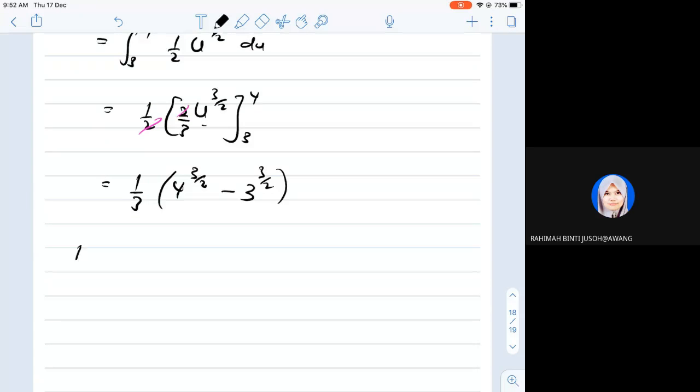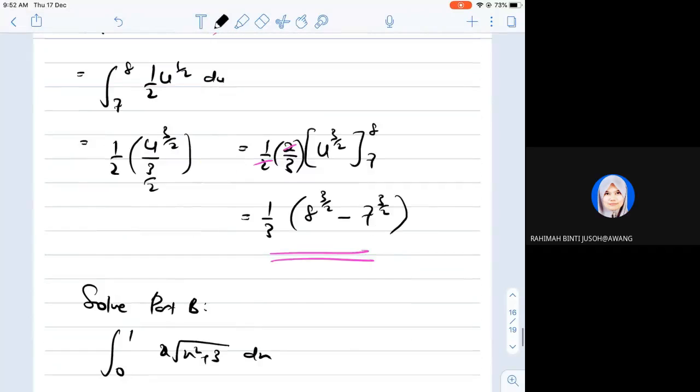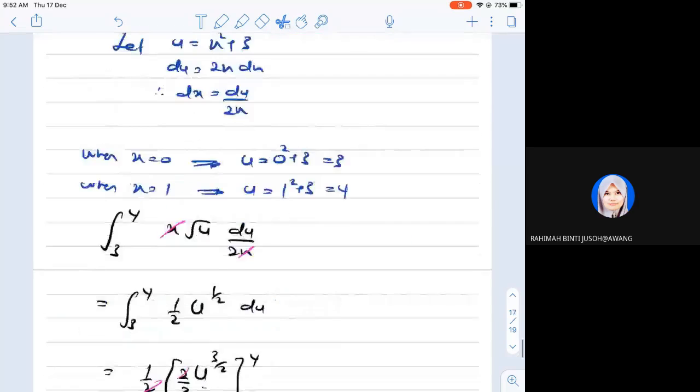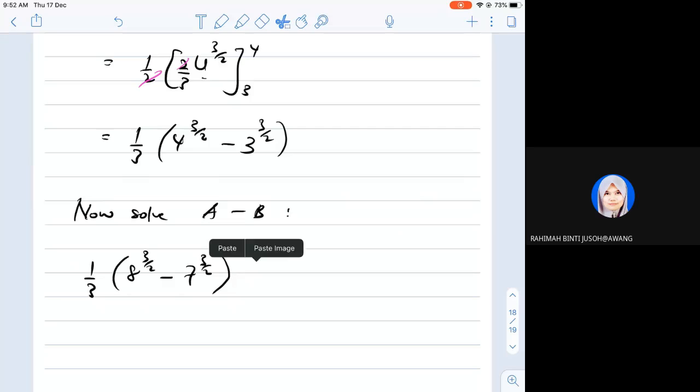Okay, now solve A minus B, isn't it? It was A minus B just now. So A is minus minus 1 over 3, 4 to the power of 3 over 2 minus 3 to the power of 3 over 2. Can we simplify further? 8 cannot, 7 cannot.